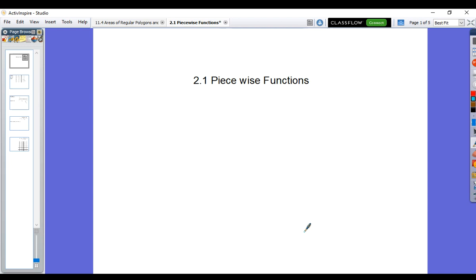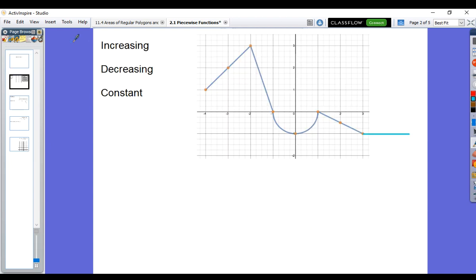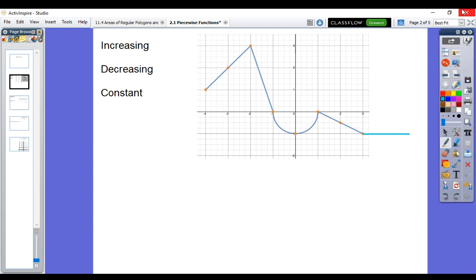Today we're talking about piecewise functions. Now, let's go through a couple of smaller things before we get to the actual piecewise. Let's talk about graphs: increasing, decreasing, constant. Sometimes we're able to just look at a graph and tell what's going on. So let's start with increasing.